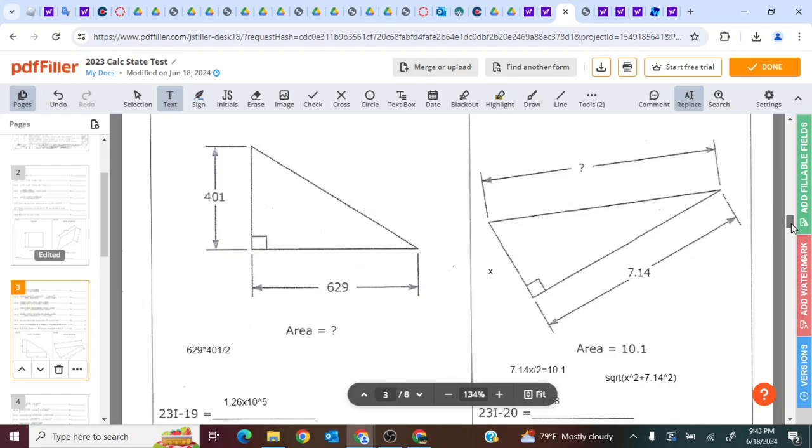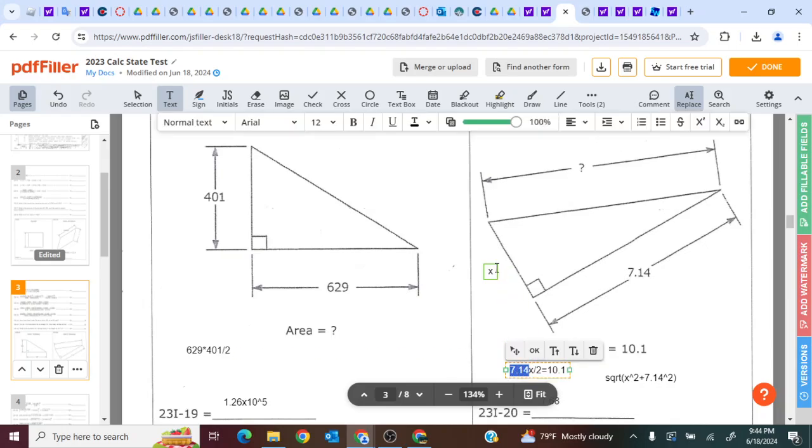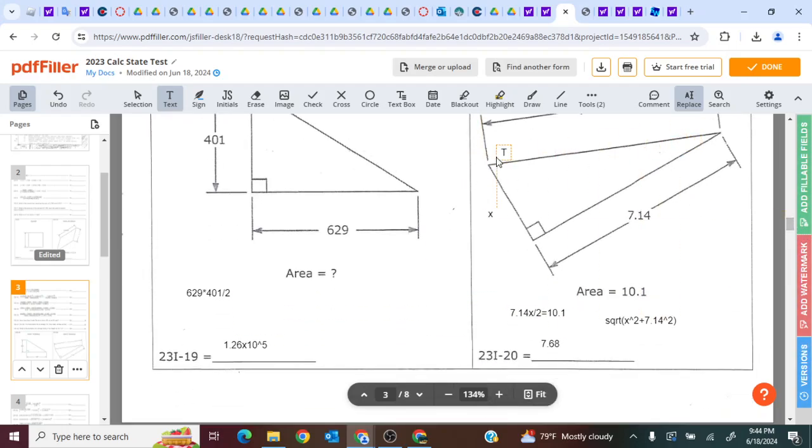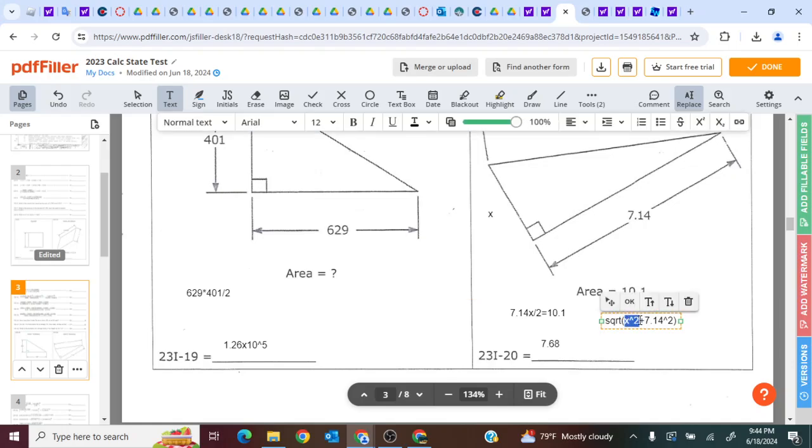Right triangle. Okay, we're going to solve for this x side first. You're given that the area is 10.1. Well, the area of a triangle is length times width over 2. And so 7.14 times this unknown x over 2 is 10.1. And once you find that x, you can use Pythagorean theorem to figure out this side over here. Square root of x squared plus 7.14 squared will get you 7.68.